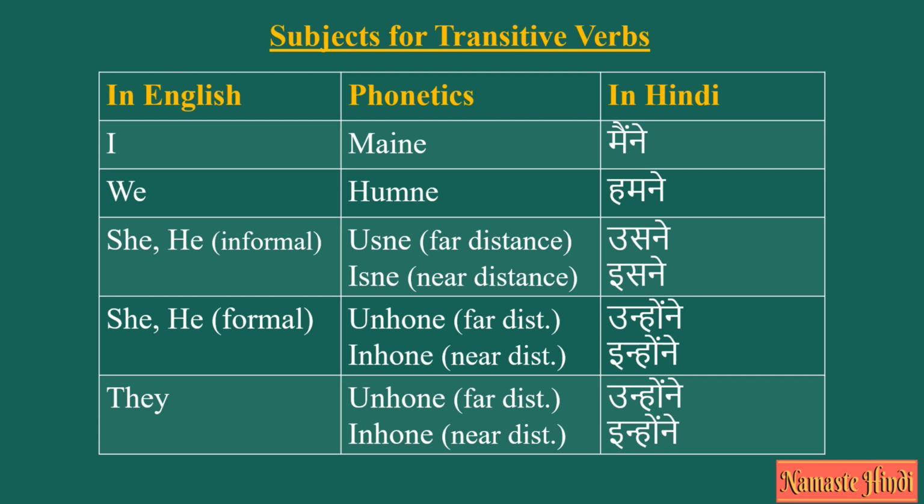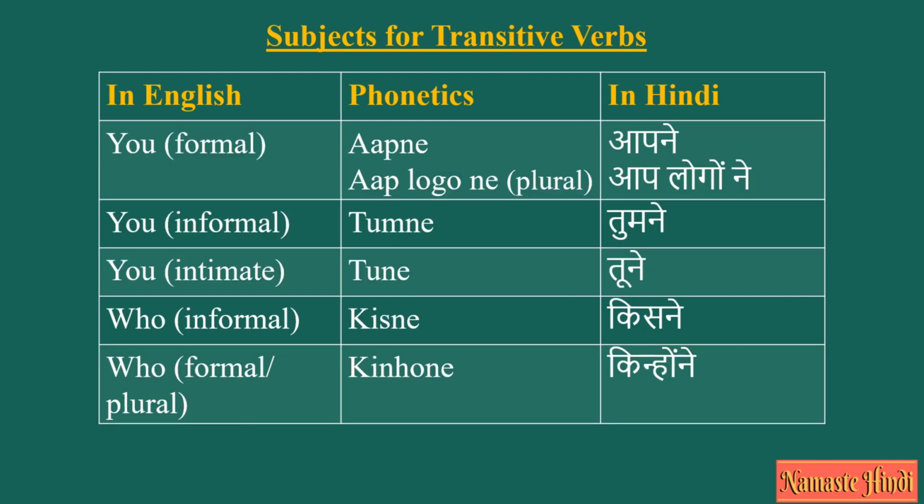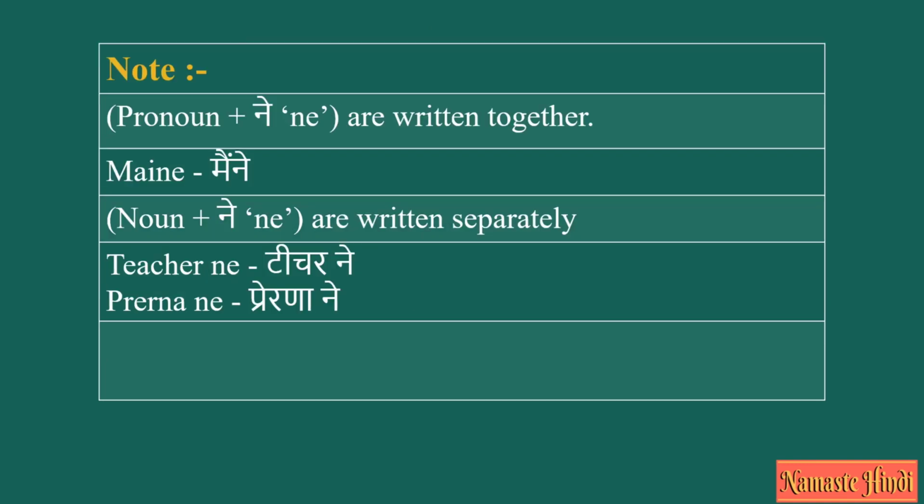Let's look at the subjects for transitive verbs. I, मैंने, we, हमने, she or he informal for far distance, उसने for near distance, इसने, she or he formal for far distance, उन्होंने for near distance, इन्होंने, they for far distance, उन्होंने for near distance, इन्होंने, you formal, आपने for plural, आप लोगों ने, you informal, तुमने, you intimate, तूने, who informal, किसने, who formal or plural, किन्होंने.